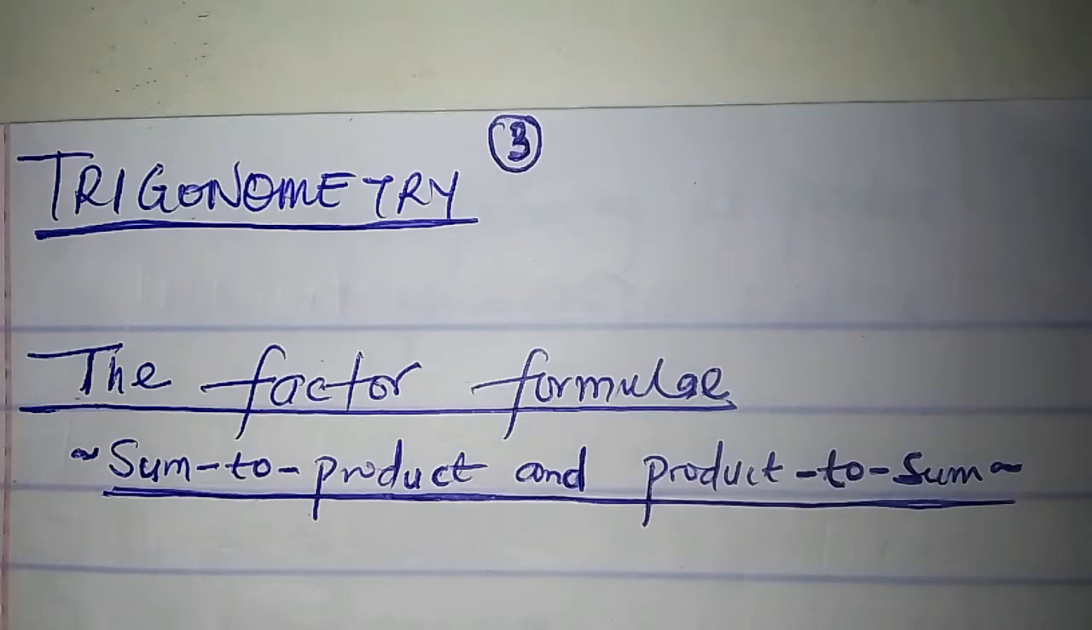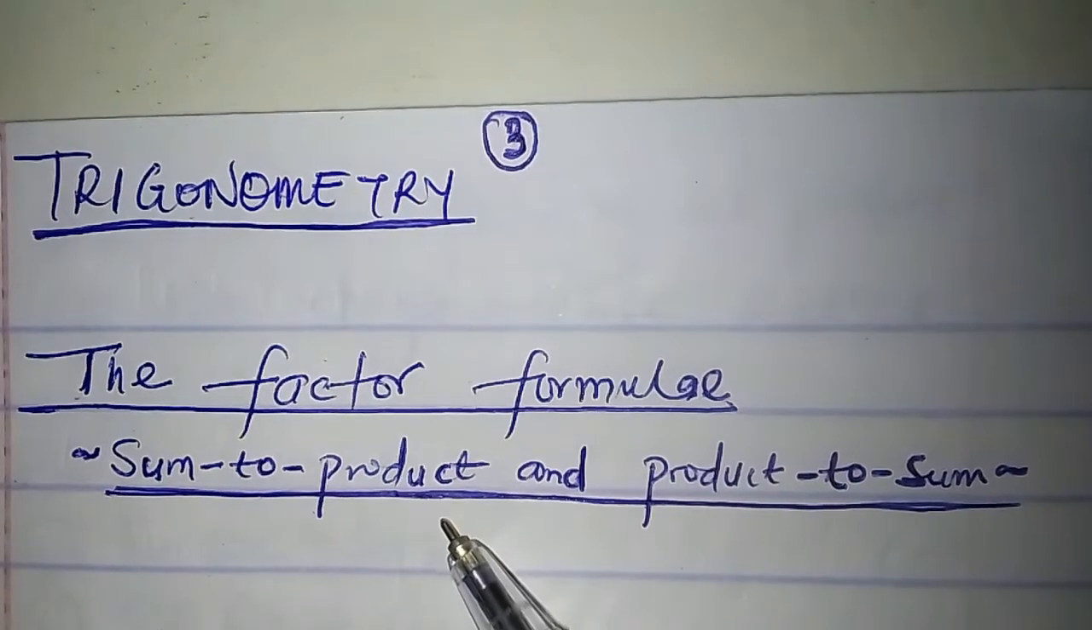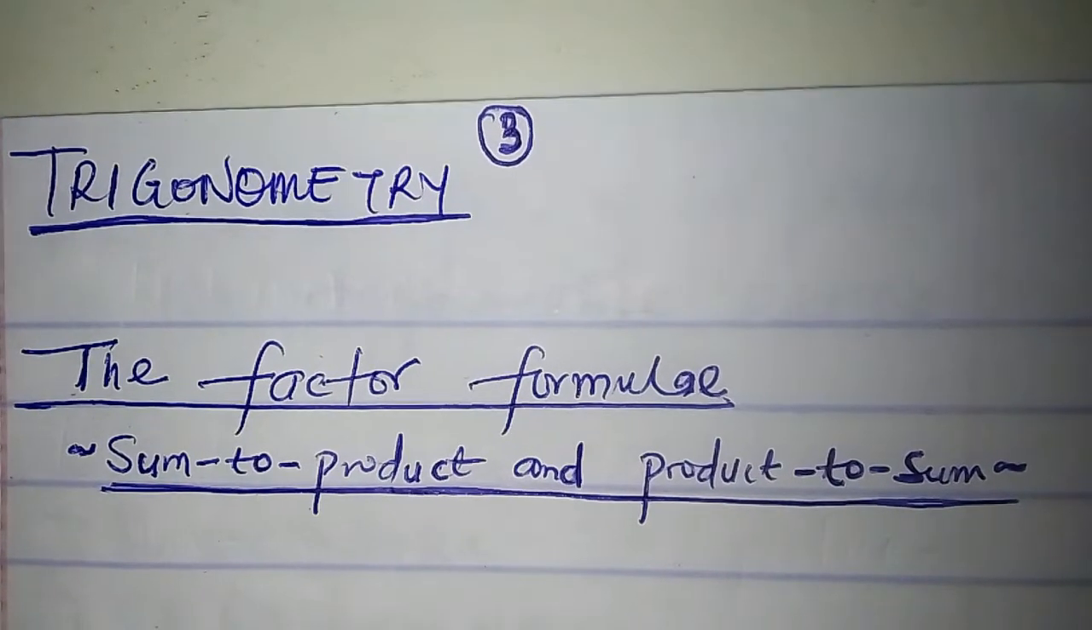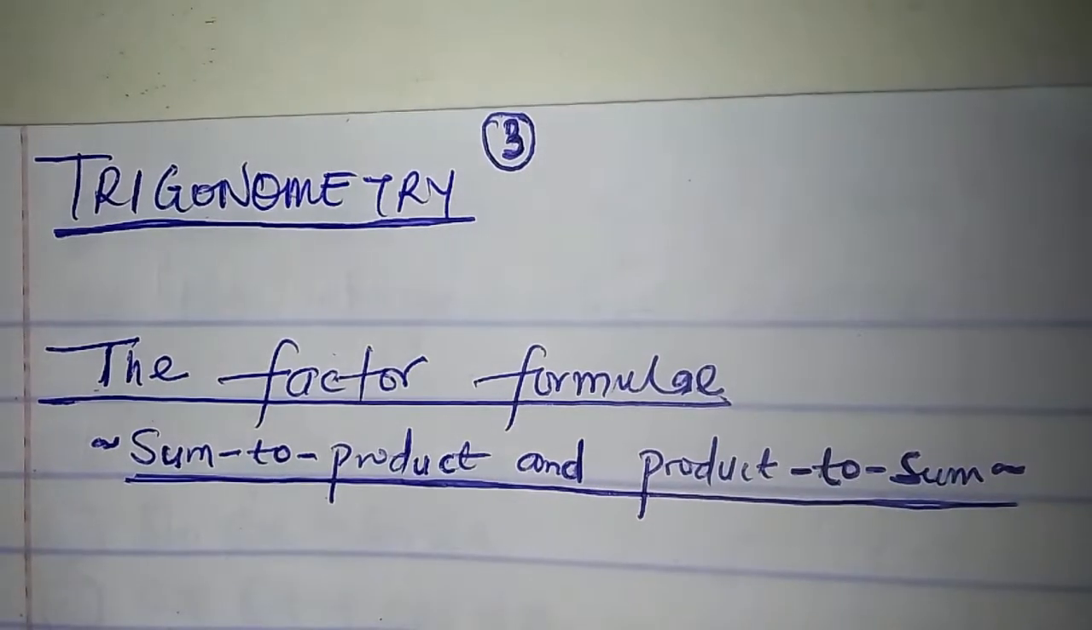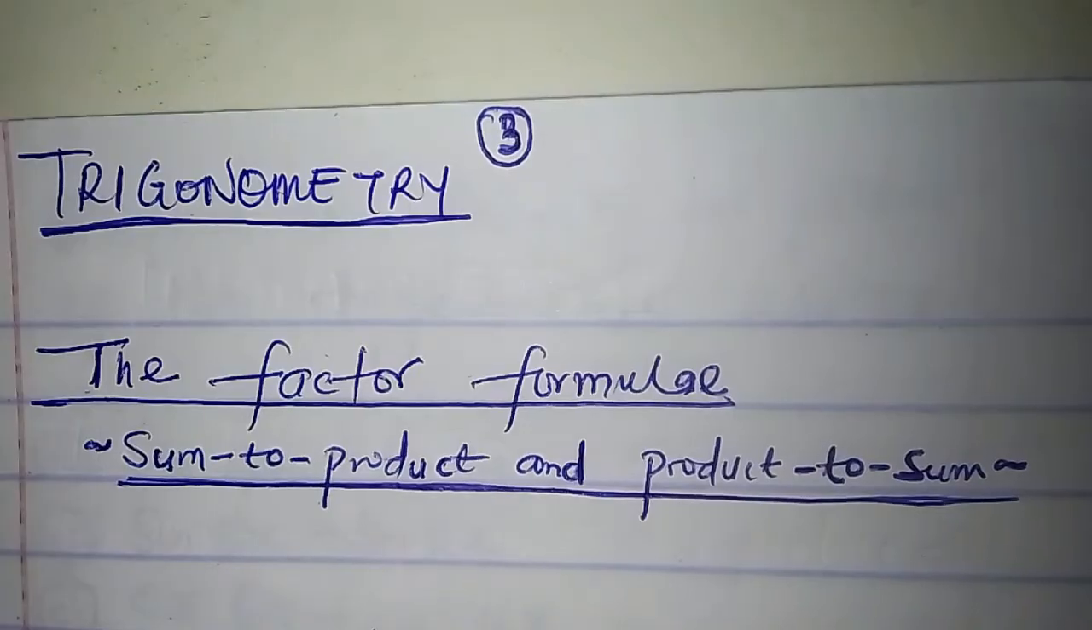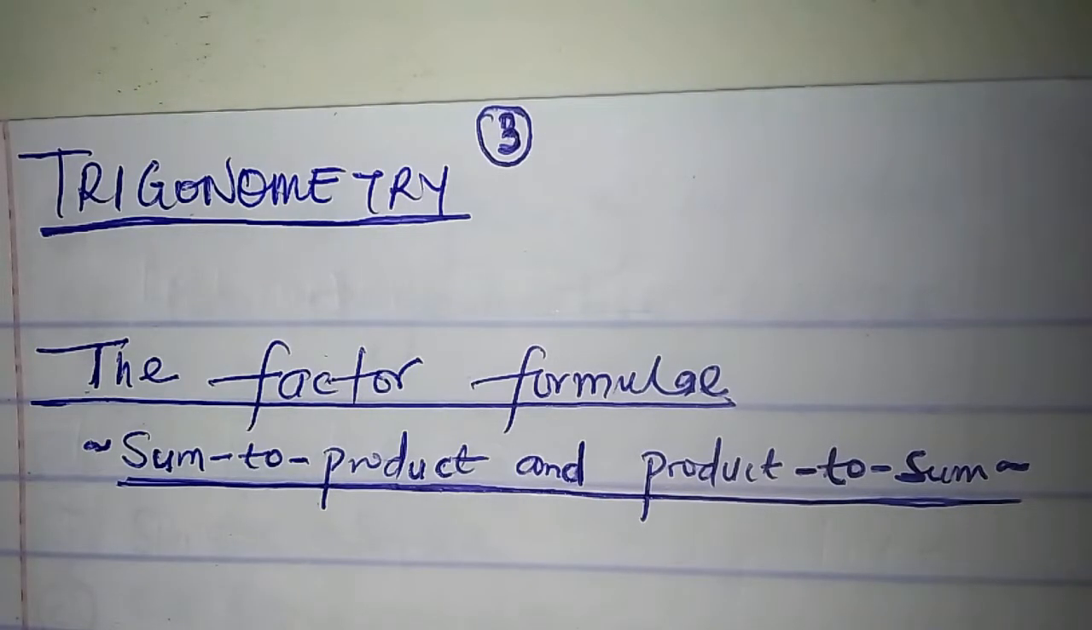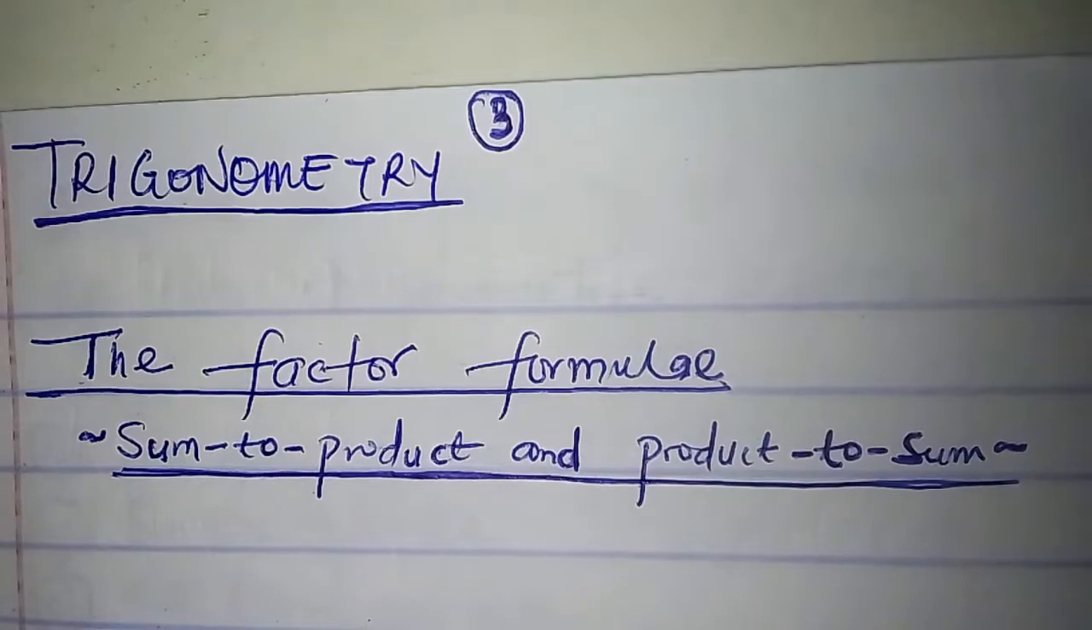Still on trigonometry, this time around we'll talk about the factor formula, also known as the product formula or sum to product and product to sum formula. Sometimes we may need to express the product of cosines and sines as a sum, and sometimes we may even need to express the sum of sines and cosines or even both as a product. We make use of the product or the factor formula.